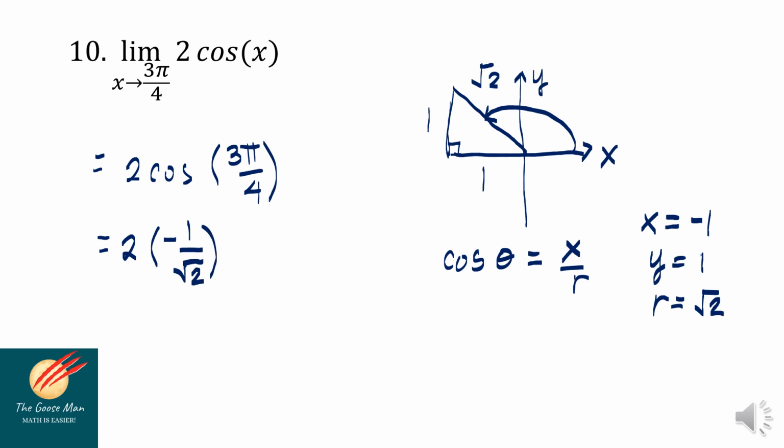If we rationalize this one, we multiply both the numerator and denominator by the square root of 2. So we have 2 times negative 1, which is negative 2, all over square root of 2 times square root of 2, which is equal to 2. So cancel 2 and 2. The final answer is equal to negative 2.